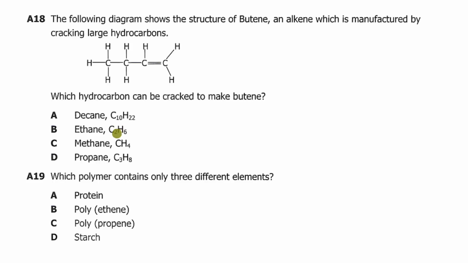You cannot get, this one has 3, this one has 1 carbon, this one has 2 carbon, and this one has 3, then you get the one which has 4. How? Unless you crack the one which has more carbon atoms. So like this one is the answer. So which hydrocarbon can be cracked to make butene? It's this one here, decane. Then 19, which polymer contains only 3 elements? So it was starch. Starch contains oxygen, hydrogen, and carbon.